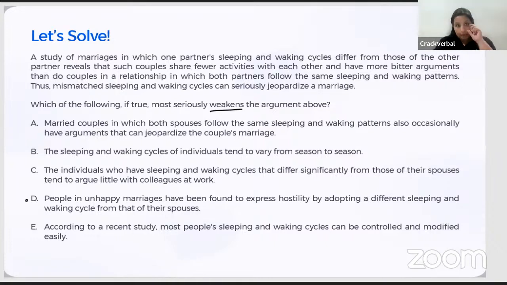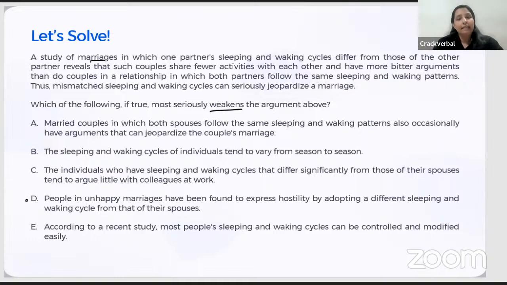Let's check. Now, again, a very relatable scenario where it says study of marriage is fine. Many of you might not be married, but even if you are in a relationship or you have a boyfriend or a girlfriend or a partner in some form, this is a very relatable scenario. That's exactly the kind of stuff that GMAT throws your way.